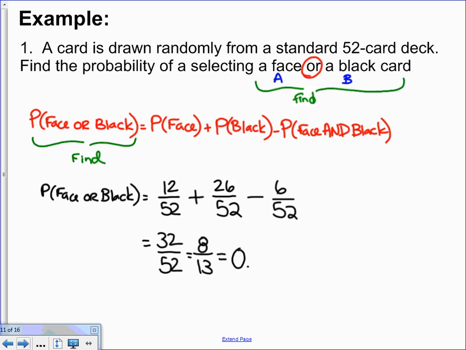Did you get 8 out of 13? 32 out of 52? Somebody with a calculator help me out. 0.615. Or you could say 61.5%, and if some of you like to write percents, that's fine.